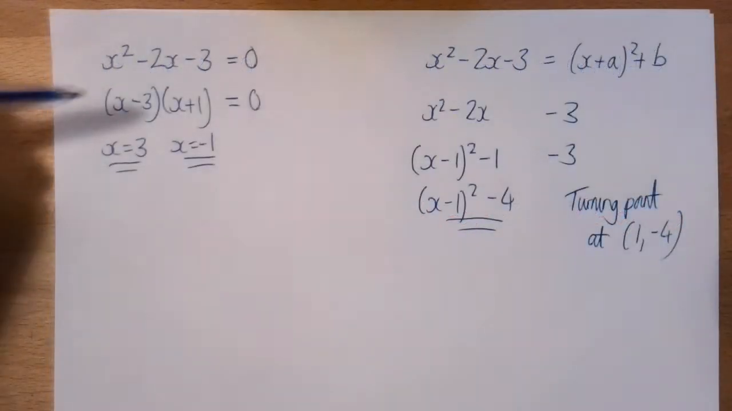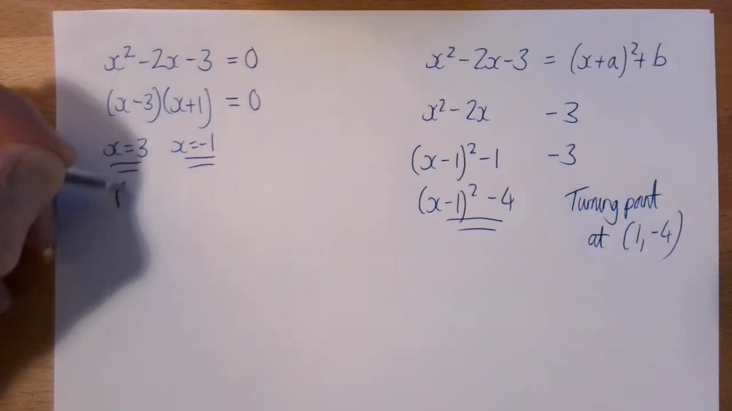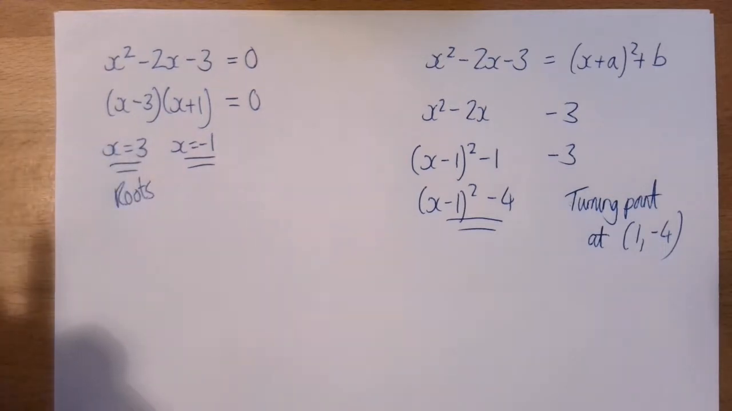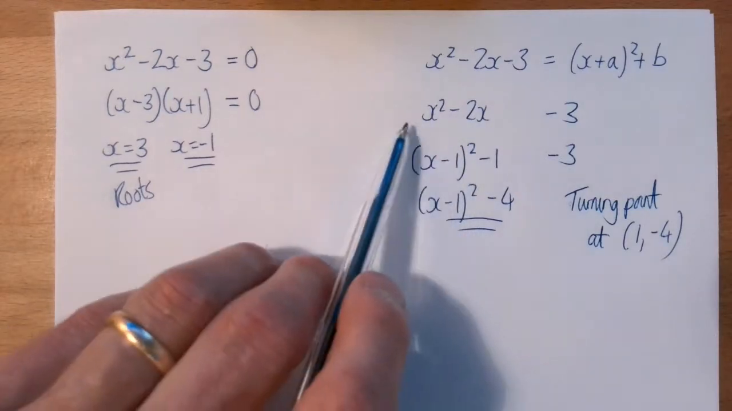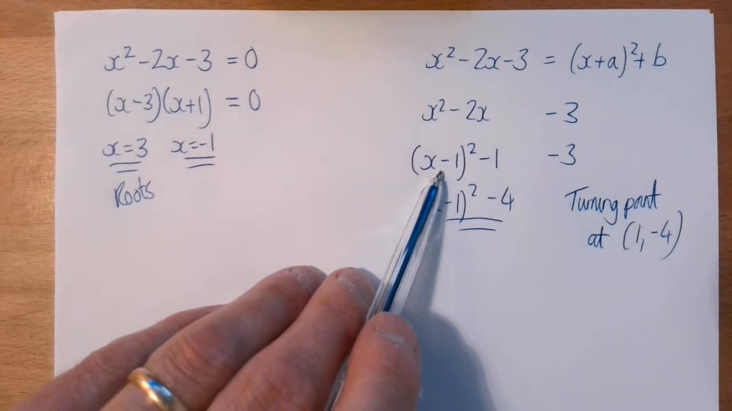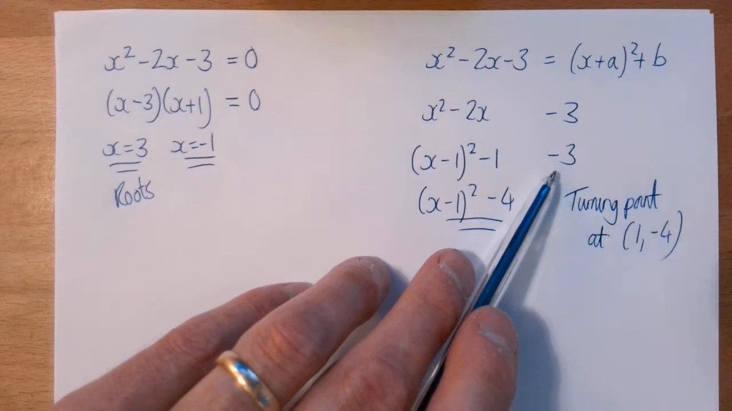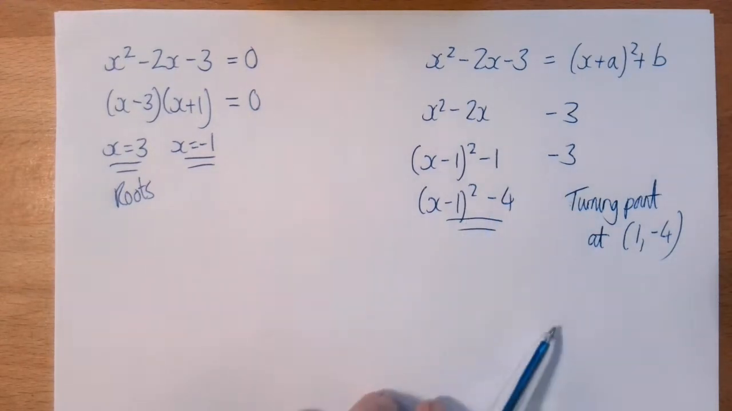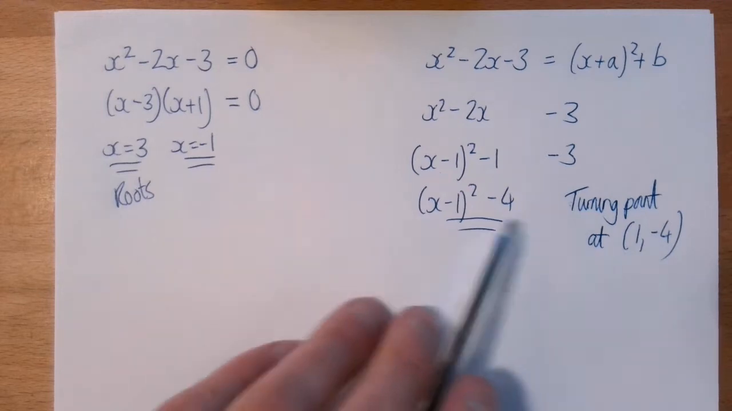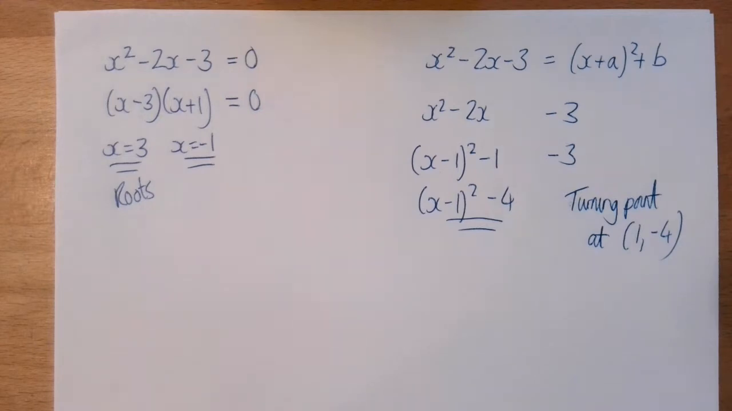Okay, so here's my solution to the first one. It factorised quite nicely, giving me two solutions, or two roots as they're sometimes referred to: x is 3 and x is minus 1. And then completing the square, I wrote it out again, shovelled the minus 3 over here. To get this, I need (x minus 1) squared, but if I expand that, I also get a plus 1, so I take away that one. There's the 3 minus 3 that I shovelled out there, so that gives me that. And you remember that if I sketch this, I get a turning point at (1, minus 4), so hopefully you agree with me there.